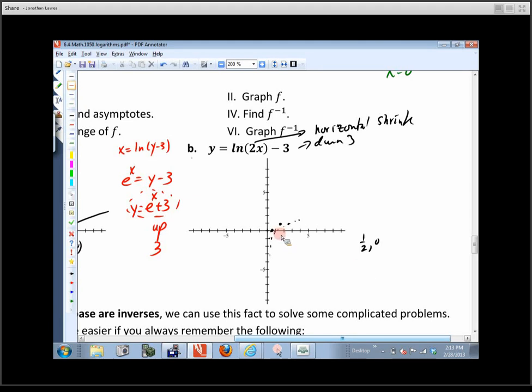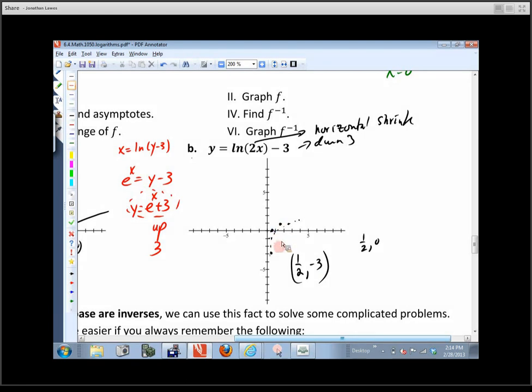Where do I need to move it? Down 3. So I'm going to take that one point. Now stop and think for a second. If I move it down 3, does that change the vertical asymptote? No. So I'm going to take this point, go down 1, 2, 3. That's the only point that I want to label. That point right there was 1/2, 0. What is it now? 1/2, -3. Okay?